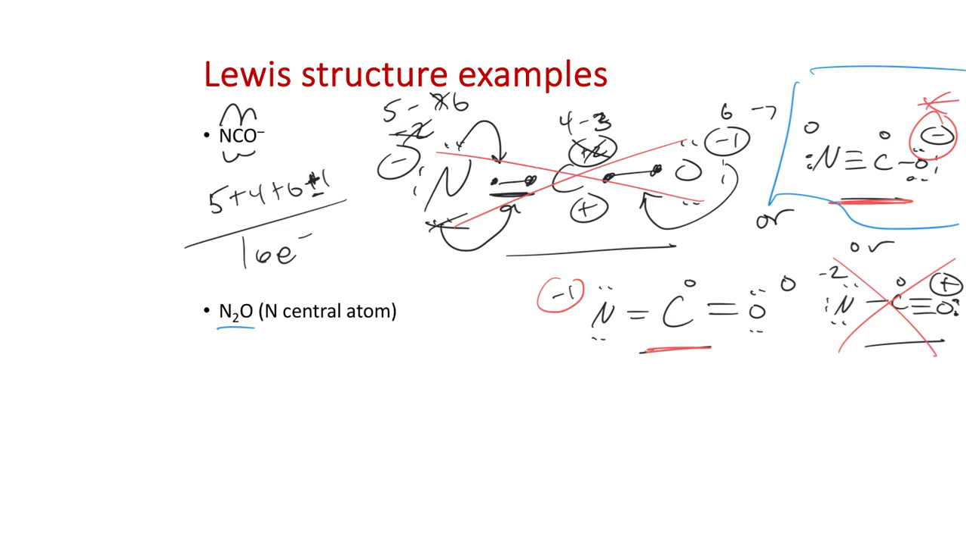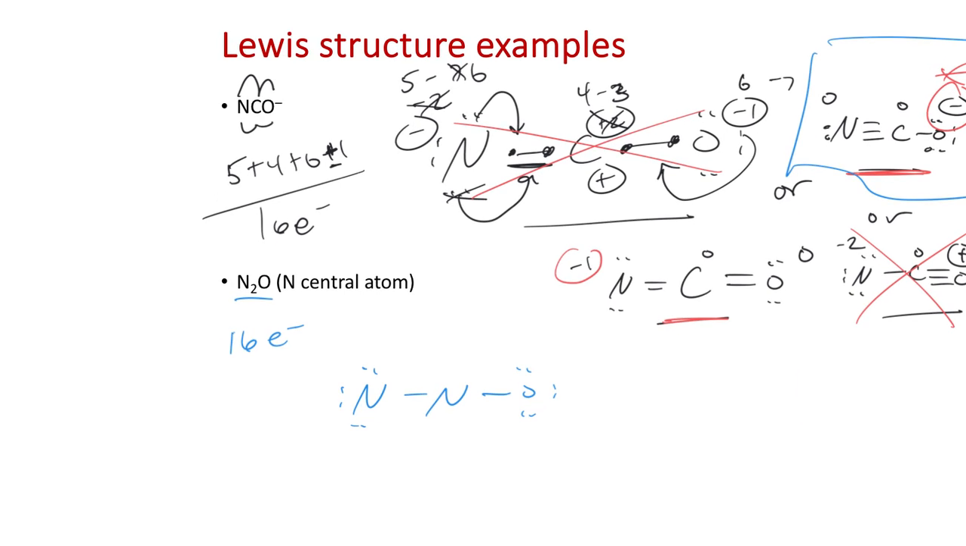N2O, N being the central atom, has a very similar kind of Lewis structure. It's so similar, it's almost the exact same example, but just with slightly different atoms. It has one additional Lewis structure you might consider. So if nitrogen's the central atom, we're told that here. So we have the same starting point as the CNO minus example above.